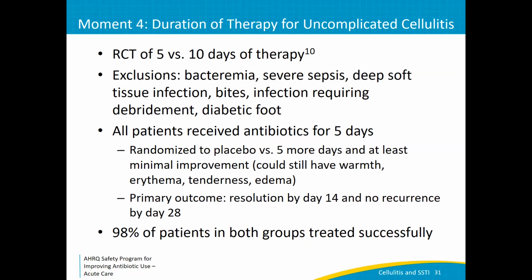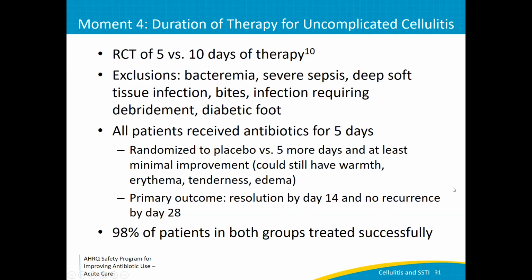So in a randomized control trial, looking at patients who had uncomplicated cellulitis, so no sepsis, no bacteremia, no diabetic foot infections, the patients received either 5 days of antibiotics followed by placebo, or 5 days of antibiotics followed by 5 more days, so 10 days in total. And in this study, they found that 98% of patients were treated successfully, meaning resolution of infection by day 14 and no recurrence by day 28.